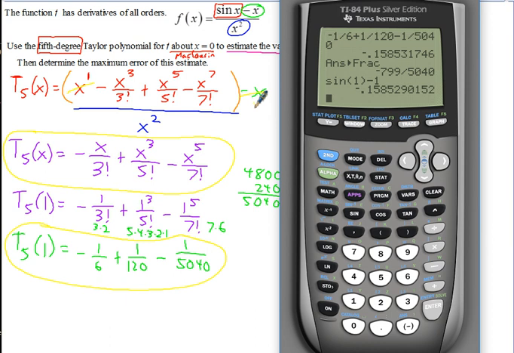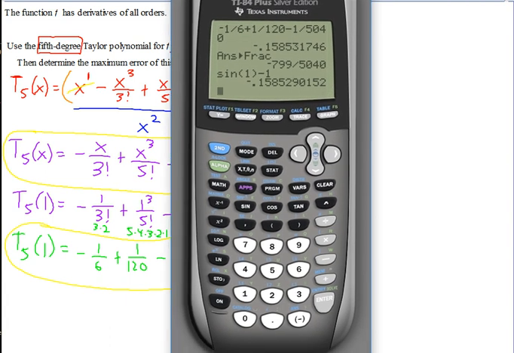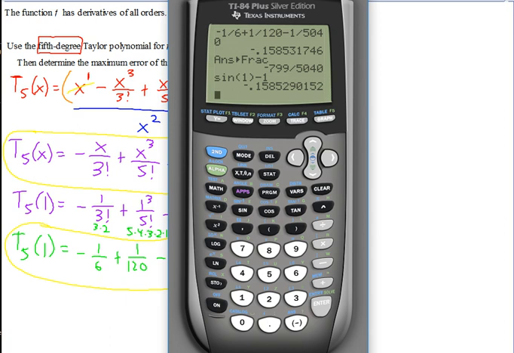And of course, the more terms you use, the higher the degree of the Taylor polynomial, the more accurate it's going to be. So that's just to give you an idea of how these Taylor polynomials can be good approximations.